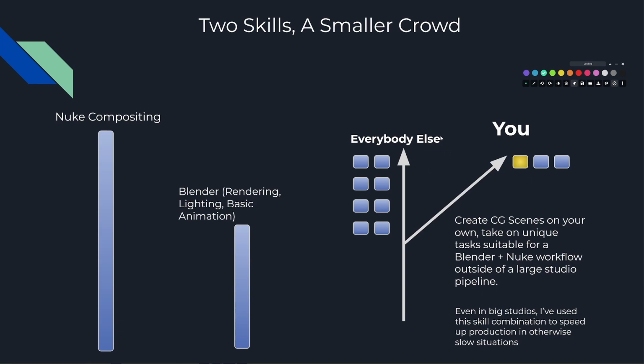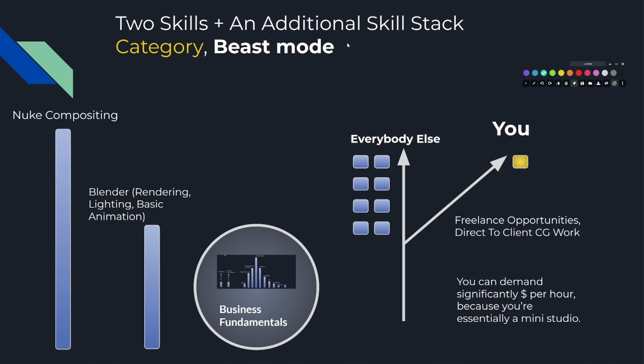So again, everybody else has the same skill and now you are separating yourself there. So that's just one additional skill and one simple example. Now, I'm not saying it's the best example for large studios, again, but it's just an example. So let's take the concept further. Two additional skills plus a skill stack category. It's kind of like beast mode. You can do a lot more things with those combinations of skills.